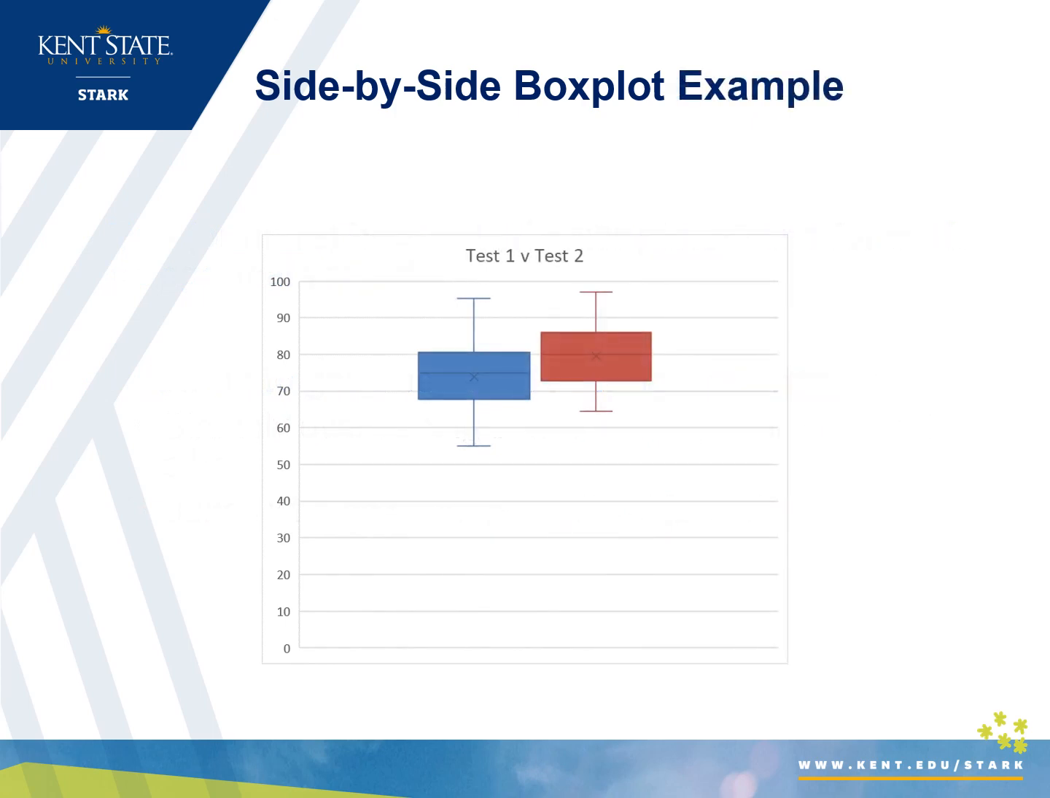Here's an example. Test 1 scores are in the blue box plot, Test 2 in the red. Here we can see that Test 2 seems to have been slightly easier. In fact, the median of the second test seems to have been about as good as the 75th percentile for the first test. And in fact, even the worst performing student on Test 2 did over 10 points better than the worst performing student on Test 1. Meanwhile, if we look at the high end, the best score doesn't seem to have improved very much.